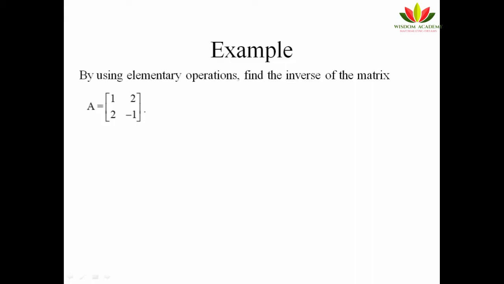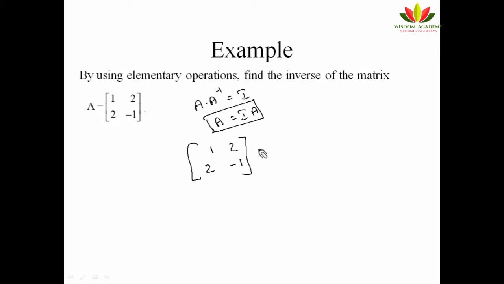Okay. Now find, by using the elementary operations, the inverse of the matrix. They given A is equal to, so we can write like this: A into A inverse equal to I. Then if this inverse goes here, it will be like A equal to I into A, right? I can write like this. So I am going to represent it like this now. A is here, 1 2 2 minus 1, is going to be equal to, what is I? 1 0 0 1, into 1 2 2 minus 1.